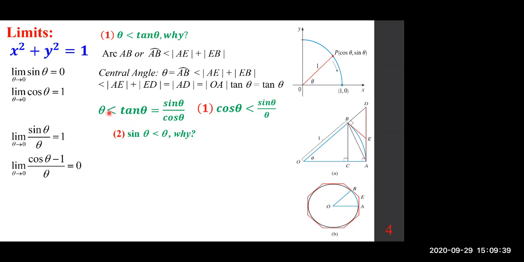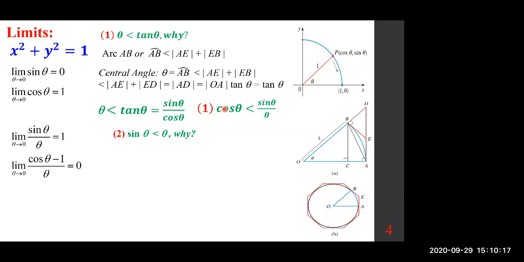Remember, the sign will flip over if you multiply by a negative. But remember, we are in the first quadrant. Everything is positive. Theta is positive. Sine is positive. Cosine is. Everything with regards to the first quadrant is positive. So if I multiply both sides by cosine, I get cosine theta times theta less than sine. If I divide by theta, I get to this one.